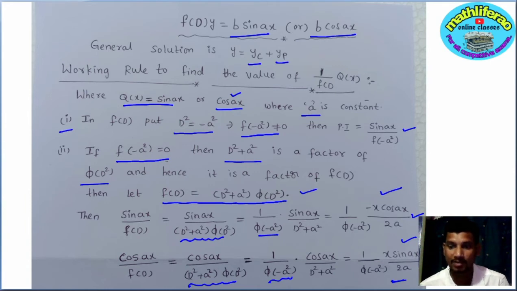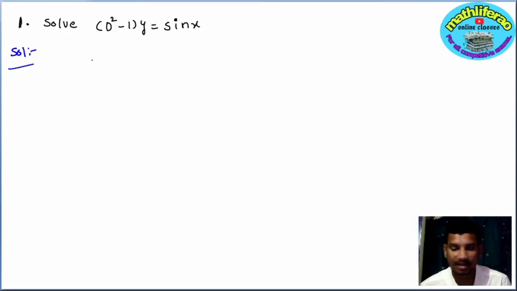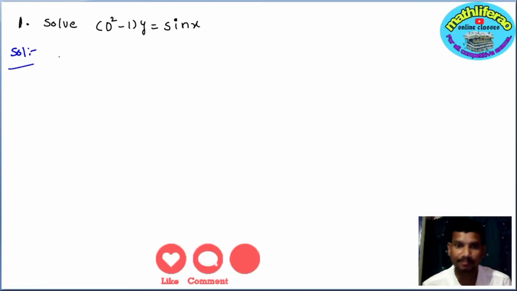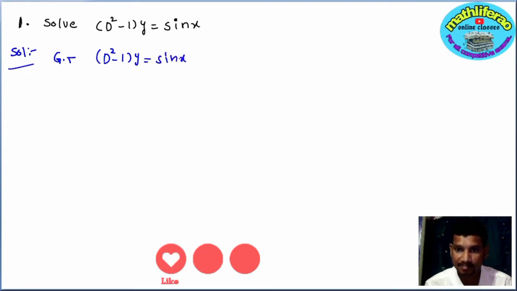Now let us solve one or two problems. Here the first problem: (D square minus 1) y equals sin x. First we find the complementary function, after that we find the particular integral. Given the equation (D square minus 1) y equals sin x, the equation is in the form f(D) y equal to Q(x), where Q(x) is sin x. This is equation number 1.